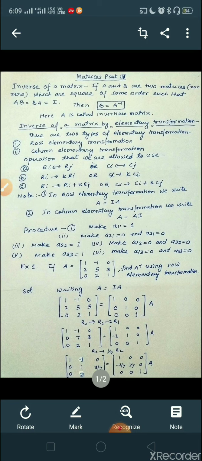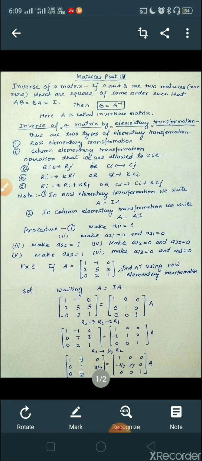Hello students, today I am here with matrices part 4, which is inverse of a matrix. Children, today we shall study about inverse of a matrix. Here is the definition.